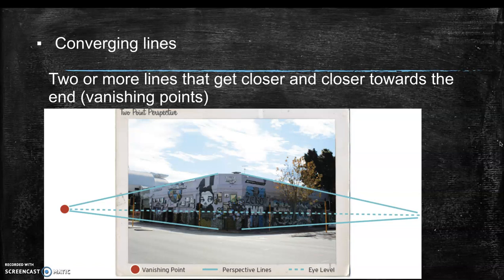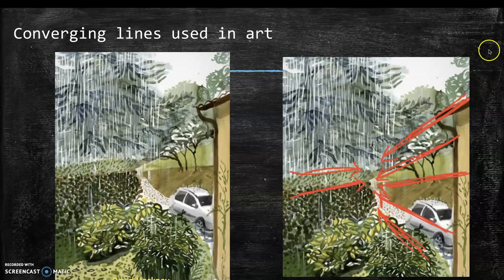So this building here uses two vanishing points because we can see the corner and we can see those converging lines. Now, converging lines, do they exist in real life? Well, we could say that the edges of the buildings here and the lines in the road, those could be converging lines, but in a drawing, they just help us figure out where the edges are. And you can actually see converging lines used in these art examples.